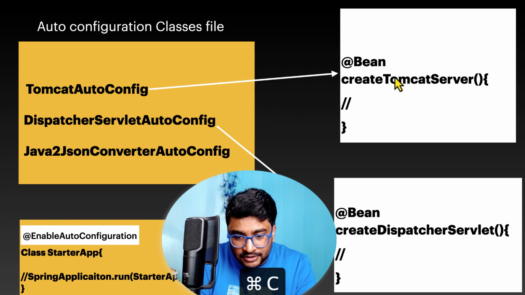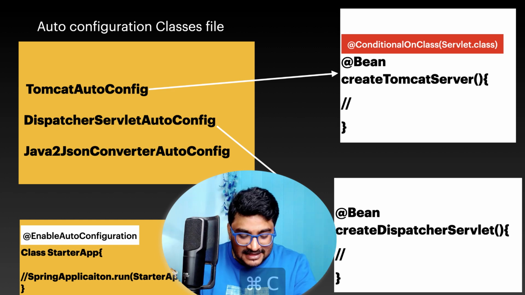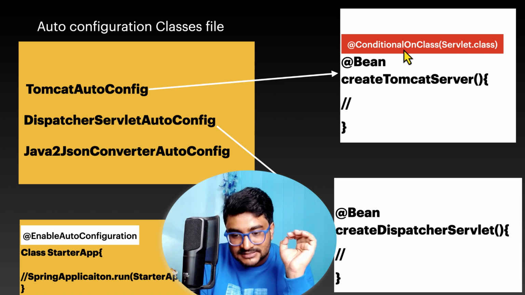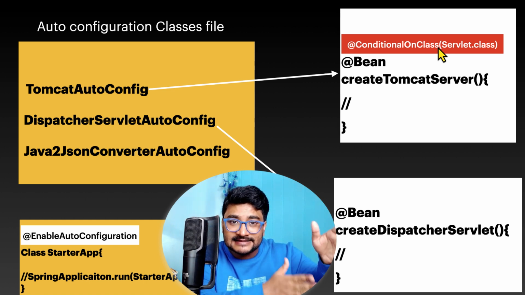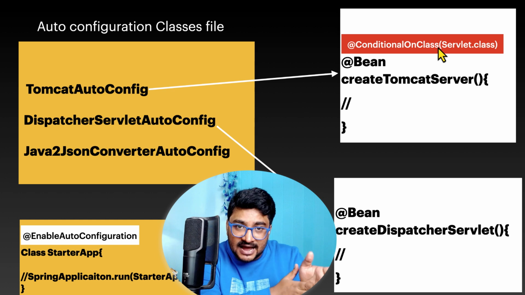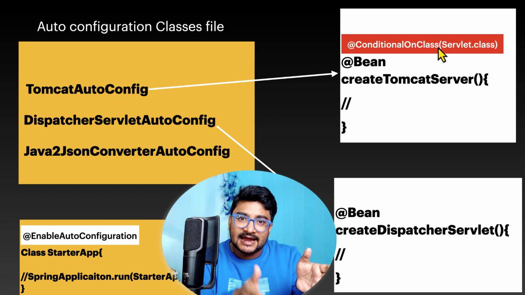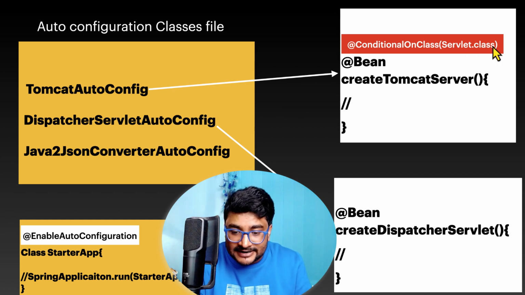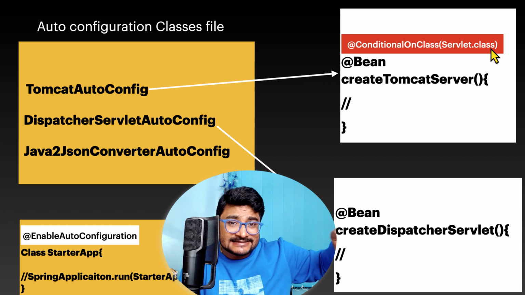So what you can see is that the Spring developers have very intelligently written one annotation here called ConditionalOnClass, right? There is an annotation called ConditionalOnClass on top of this bean, and they are writing servlet.class here. So what this ConditionalOnClass annotation means is, if in your class path, in your Maven dependency, you have added the Spring Web jar or servlet jar or Web MVC jar, and if you are using the Web MVC jar, internally it will get the servlet jar transitively, right? So in your class path, if the servlet.class is present, then only create the Tomcat server bean, right?